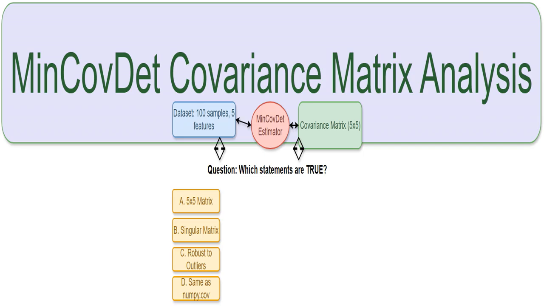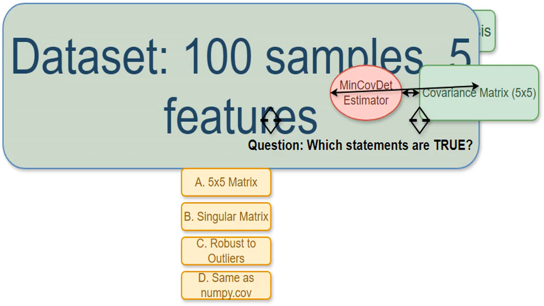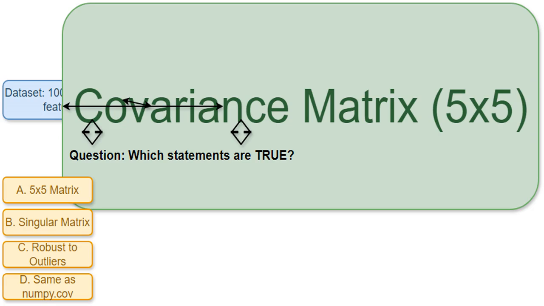I'm analyzing a covariance matrix created by the minimum covariance determinant, MinCovDet, method. This method is really good at handling datasets with outliers. We have a dataset with 100 different observations and each observation has 5 different characteristics we are measuring. Think of it like 100 people, and we're measuring 5 things about each person, like height, weight, age, income, and shoe size. Because we're measuring 5 features, the covariance matrix will be 5 rows by 5 columns. Each entry shows how much 2 features change together. For example, we can see if someone's height is related to their weight.